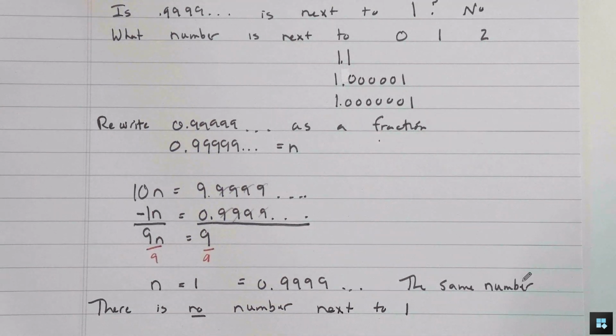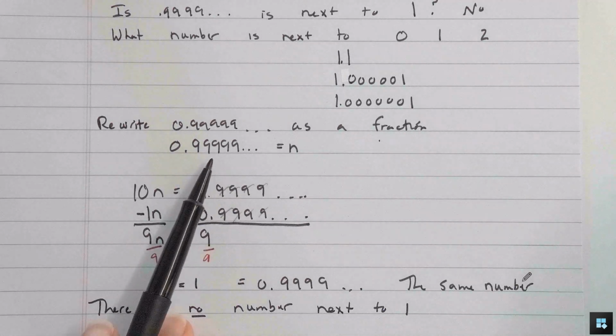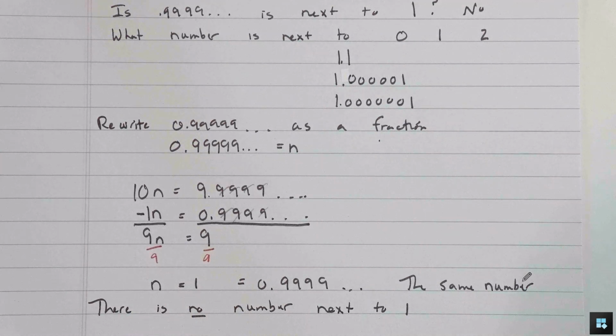The numbers aren't like that. You can always squeeze another one in. The reason we couldn't squeeze one in here, in this case, is because they were the same number, just with different names. So that's kind of weird. You don't usually think of 0.9 repeating as equivalent to 1, but they are in fact equivalent.